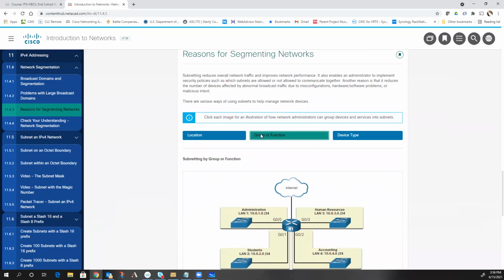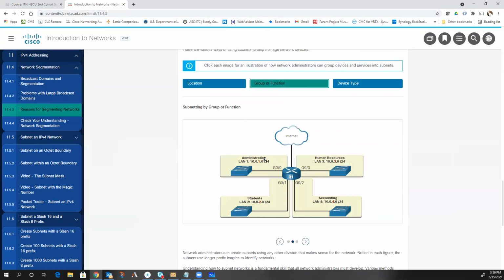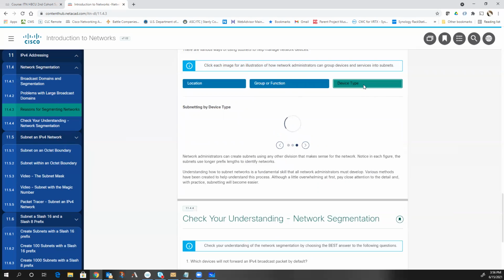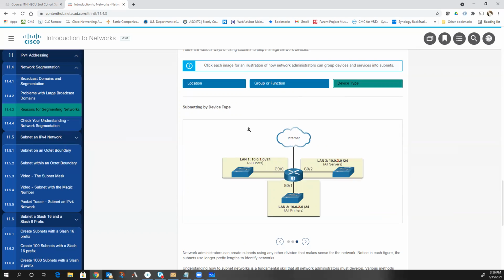Sometimes we do it for security reasons. So in other words, we put instructors in one VLAN. We put students in another VLAN so the students can't access the instructor's machines and try to get things off of those machines. You can do it by device type. Like for instance, a great example of this is your wireless network is a different subnet than your wired network, so that you can track the wired clients and wireless clients separately.